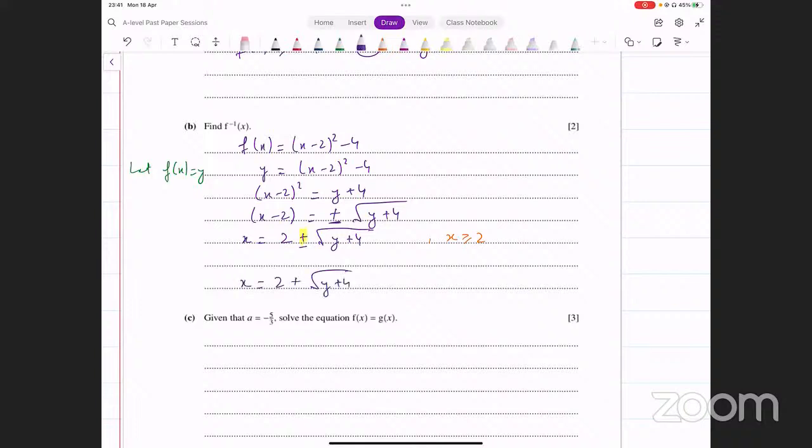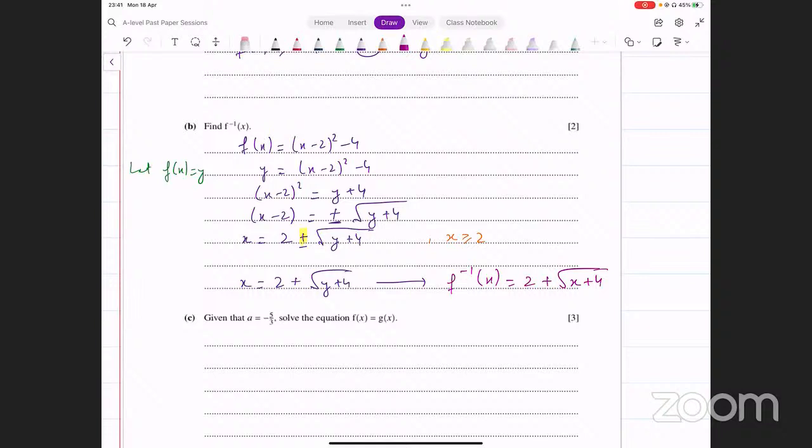And then you can write down the inverse function. The inverse function is going to be f inverse of x. Remember, you have to write it in this form, और ये x के terms में होना चाहिए. It's going to be 2 plus square root of x plus 4. That's your inverse. This is what we were looking for. ठीक है? Okay, let's move on.